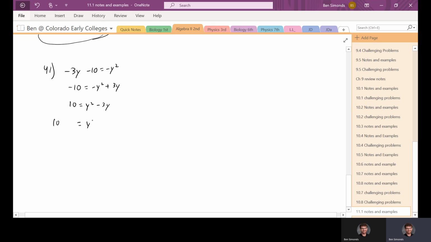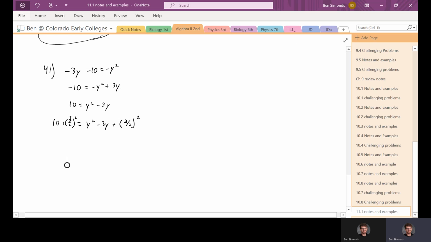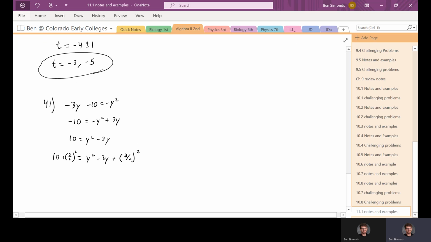So we get y squared minus 3y plus 3 divided by 2 squared, right? Cut it in half and square it. And if we do it to one side, we do it to the other. So 3 divided by 2 squared also gets added to the left. Let's see if we can do this in a way where we can tell what all the numbers are.